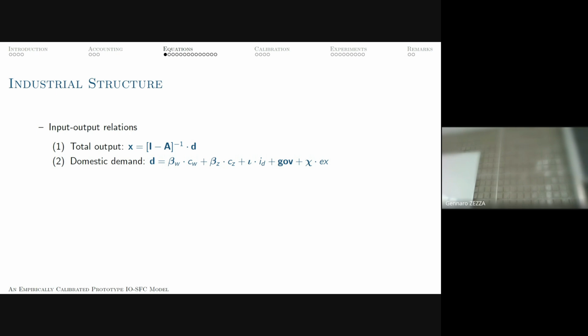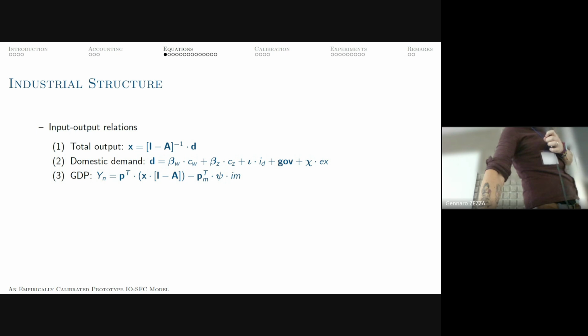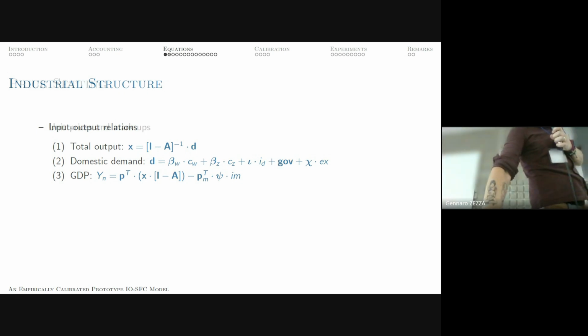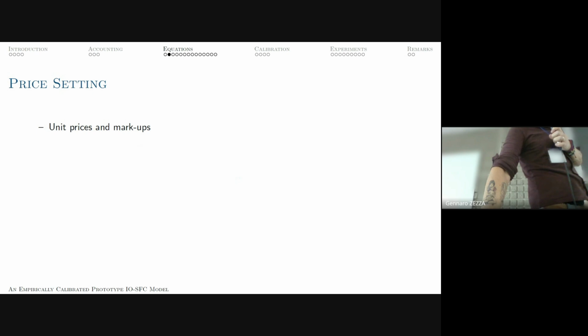to keep the main behavioral equations constrained, to have a small number of behavioral equations driving the model, which is one of the most controversial parts. Then GDP is calculated in a quite standard way, obviously subtracting imports from the demand for domestic products, from the national demand.